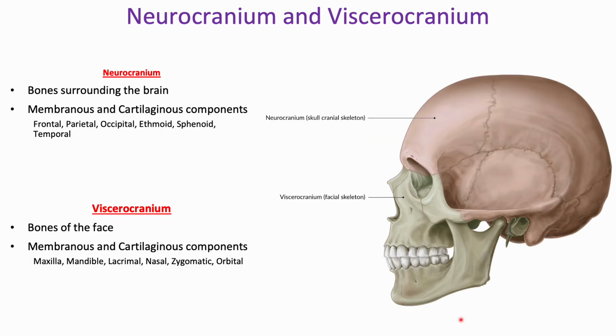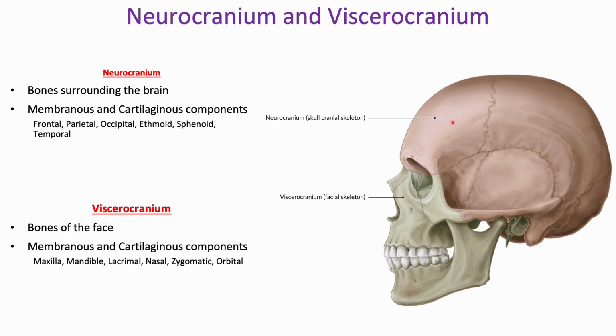So let's start with the skull. There are going to be two major components of the skull that we need to define: the neurocranium and the viscerocranium. The neurocranium refers to all of the bones that surround the brain. So neuro, think nervous tissue such as the brain, cranium, the bones surrounding the brain. Now, there are going to be membranous and cartilaginous components. We'll talk about that in a future slide.